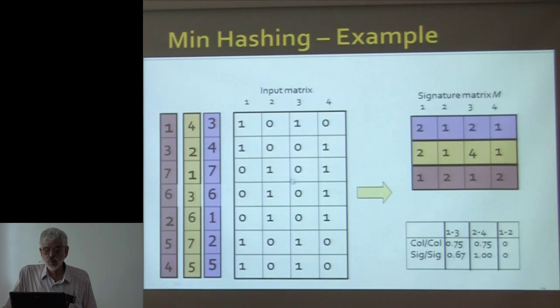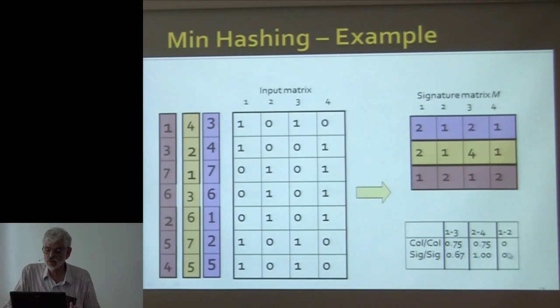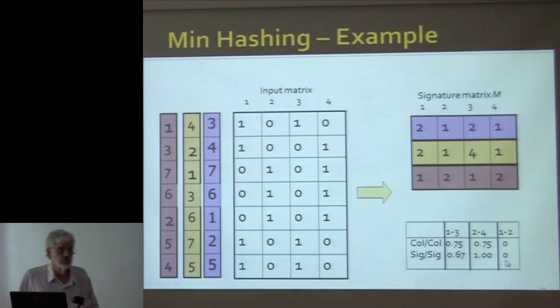Between 1 and 2, well, they actually have an empty intersection. If you have an empty intersection, there's no way you're going to get 2 min-hash functions the same because there are no type A rows. So not surprisingly, you'll get 0 for both the column-to-column and signature-to-signature similarity.